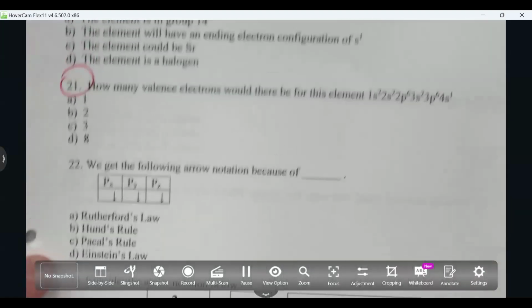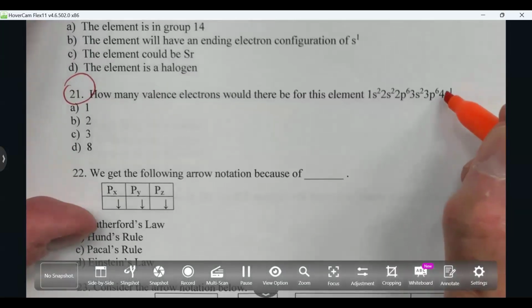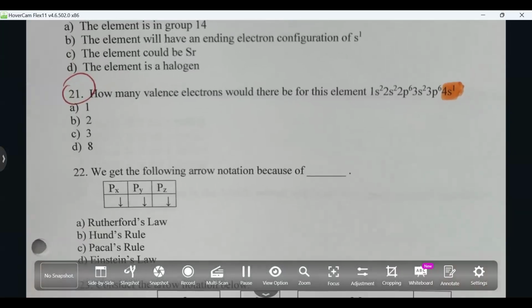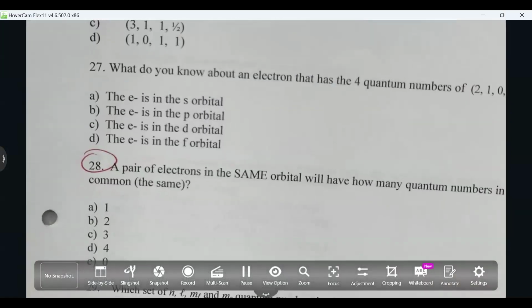How many valence electrons in 21? Furthest out number we got to right there. That's it, right? 4s1 is the valence electron. Highest numbered, furthest out. 21, 28.